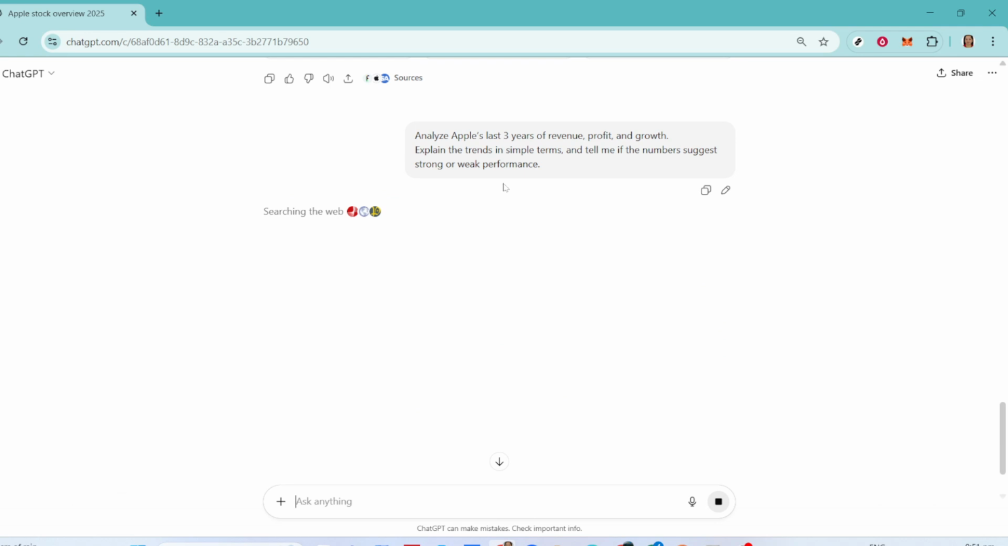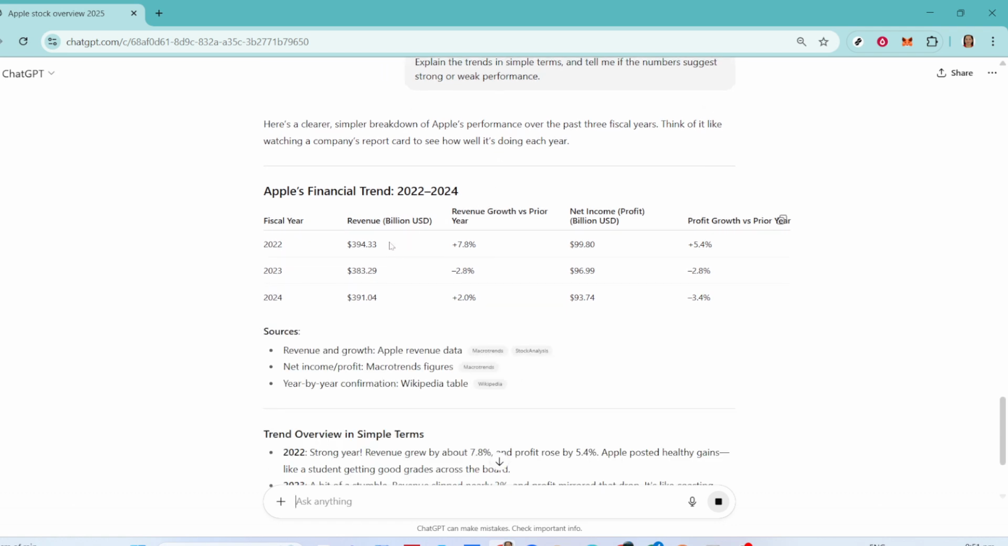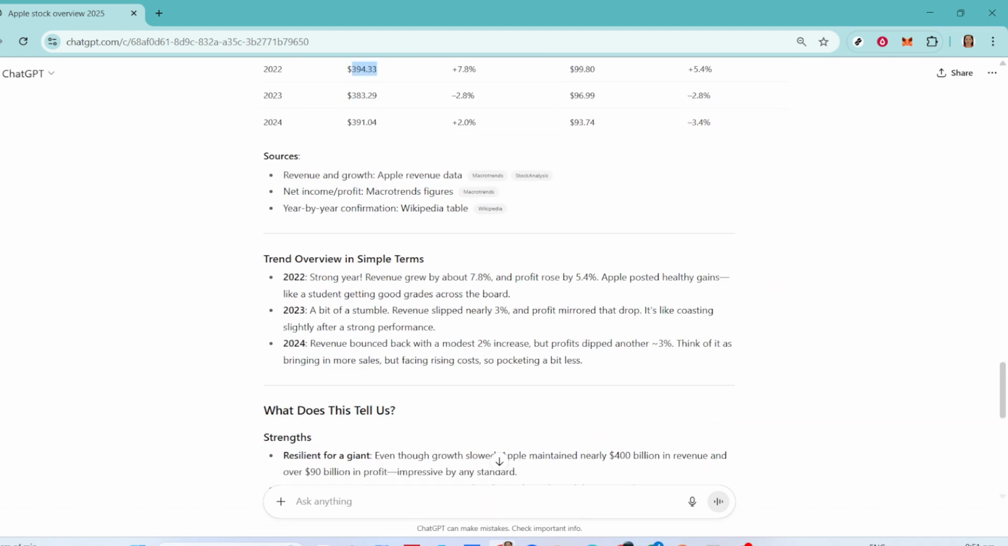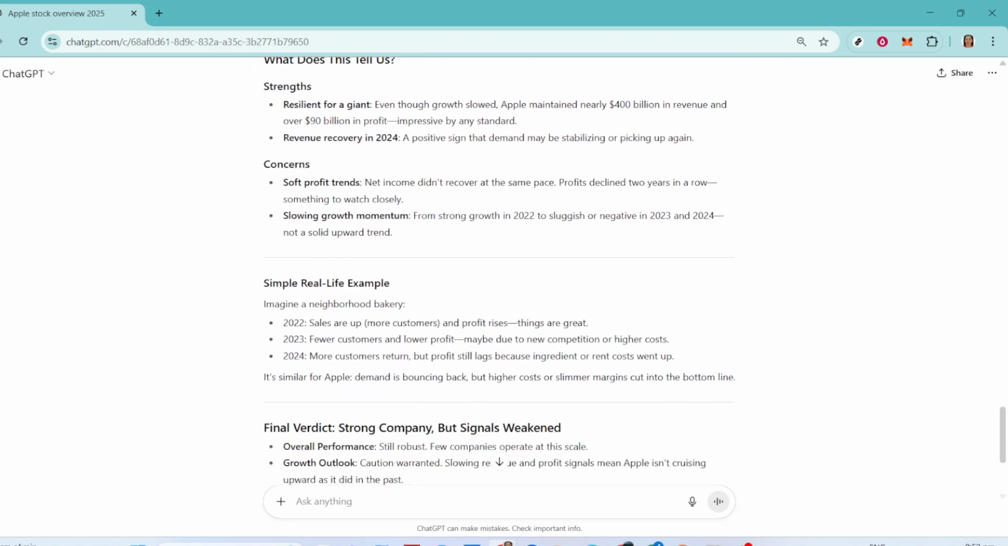What are the patterns? Are revenues growing steadily, or are there dips and spikes? Does their profitability align with these revenue changes? Understanding these trends will help you determine if Apple is performing strongly or if there are red flags that might suggest otherwise. Next, you want to compare Apple with its formidable competitor, Microsoft.